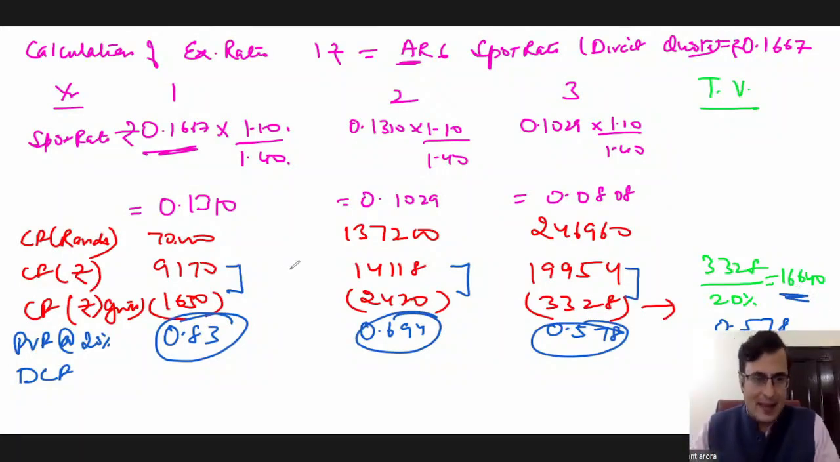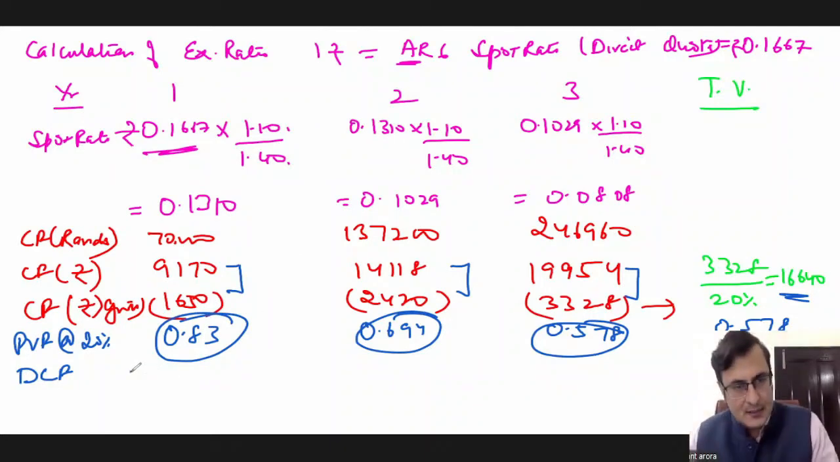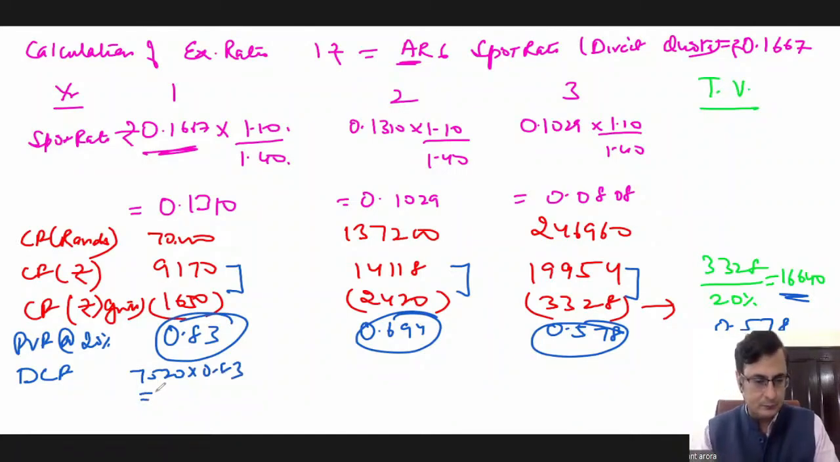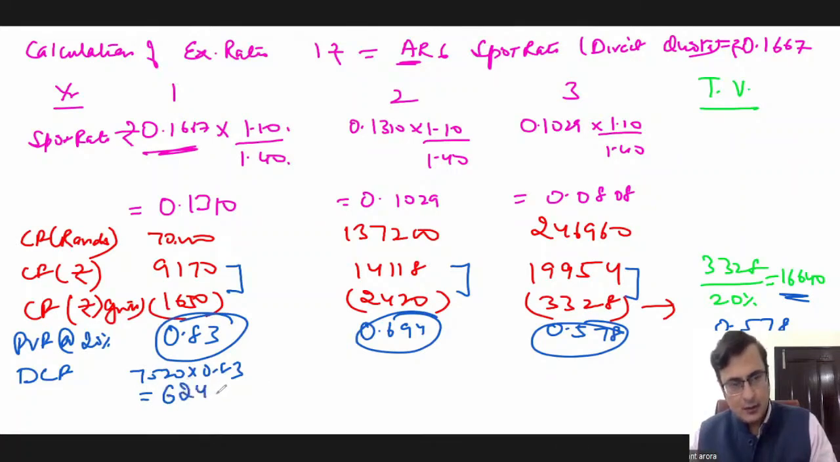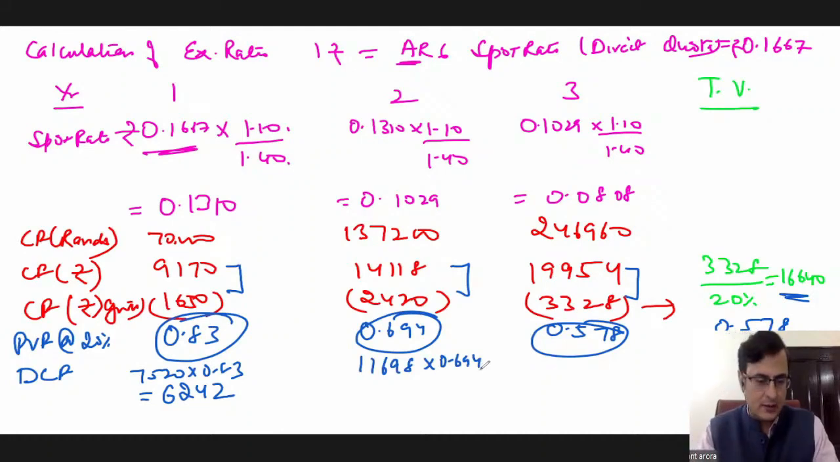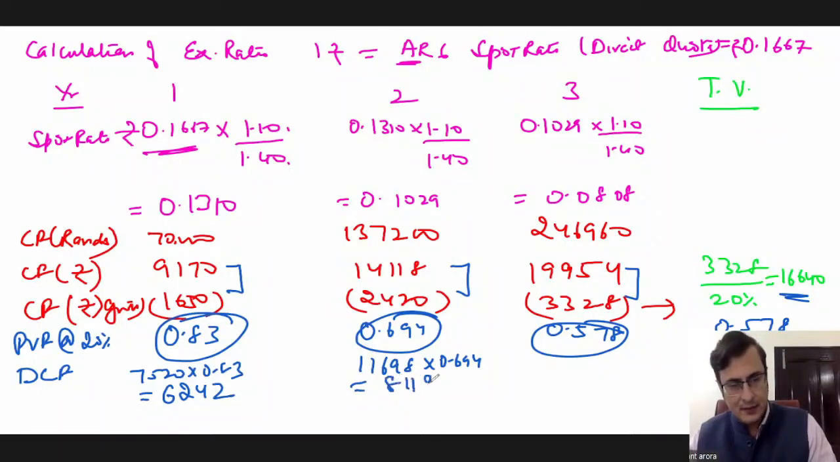So I am getting 9170 minus 1650. So I am taking the impact of 7520 into 0.83. So that becomes 624. Let's take it 2. Coming as like that. So 14118 minus 2420, so 11698 into 0.694. So this will be 8118.